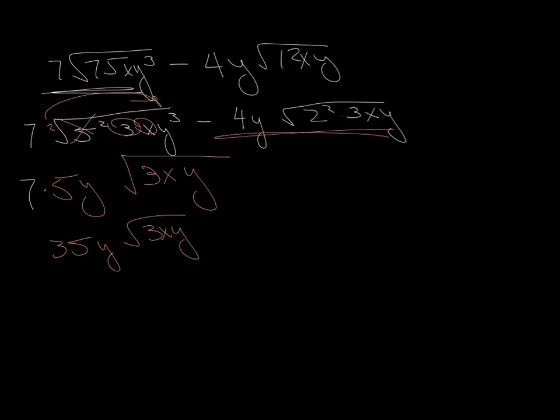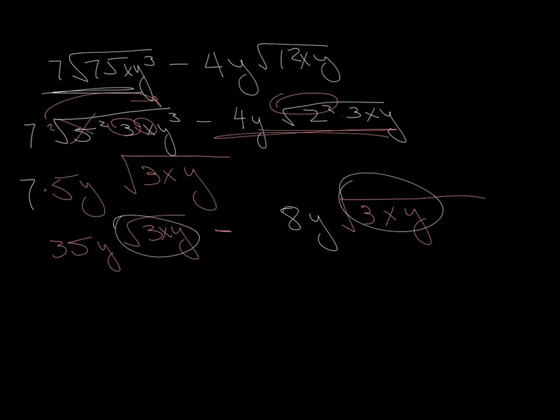Now, let's look at this one. Minus my 4y, just leave that alone. Okay, 2 goes into 2 twice, so I can pull that 2 out. And I can't do anything with the 3, the x, or the y because they have no exponents. So let's go ahead and change this to 8y. Everything in there is the same as there, so I can take 35 minus 8 and get 27y square root of 3xy.